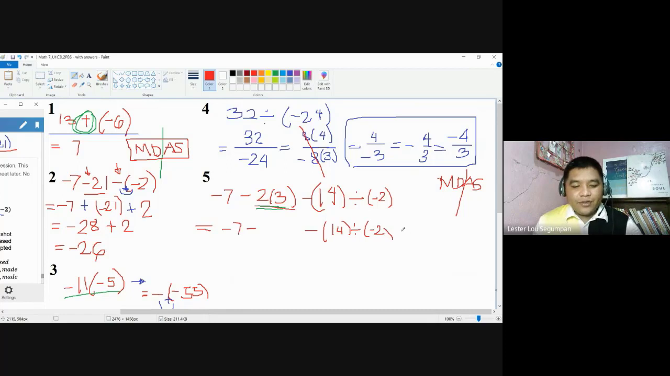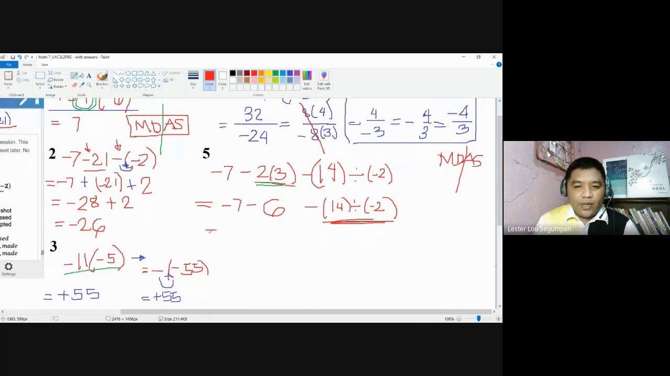Now 2 times 3, I'm taking here the sign of 2 as positive because it's a minus symbol here. So 2 times 3, you have 6. That's why you have here 6. Now we're done with multiplication. Let's proceed to division. Now, if we talk about division of numbers, we have not touched this one. You have negative 7 minus 6. And you have here minus the result of 14 divided by 2.